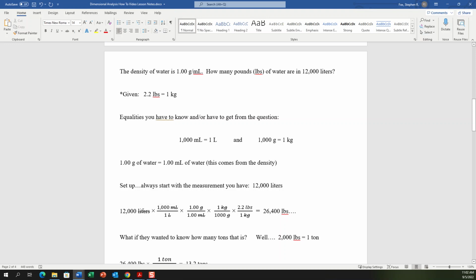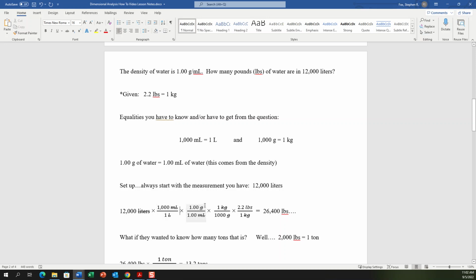So if I do 12,000 liters times 1,000 milliliters over 1 liter, so 12,000 times 1,000, that'll cancel out liters and give me milliliters. Now that I have milliliters, I'm going to use the density to convert milliliters to grams. So I'm going to take my 1 gram of water and put that on top here, and my 1 milliliter of water, put that on the bottom. That's going to cancel out milliliters and get me grams.